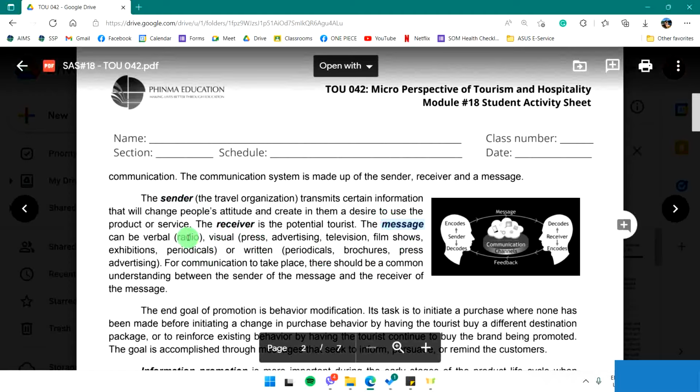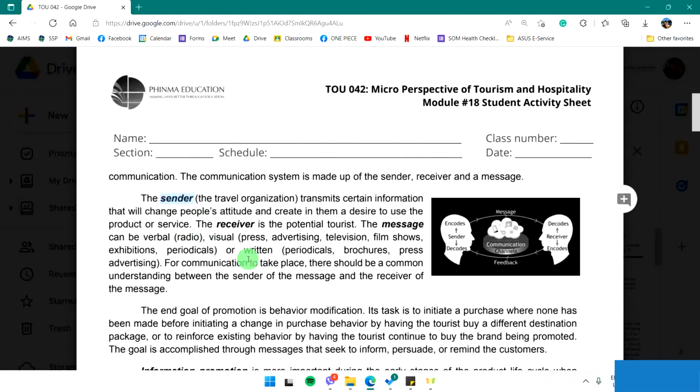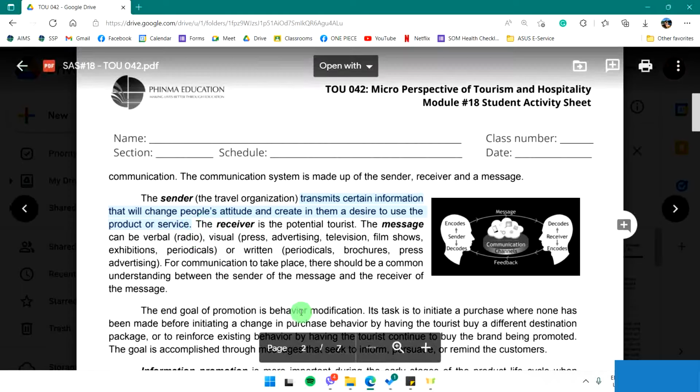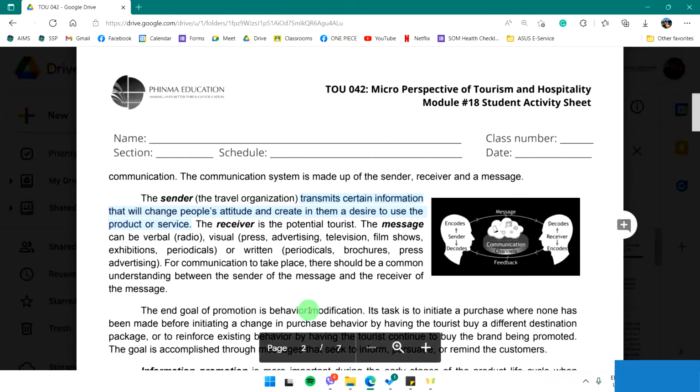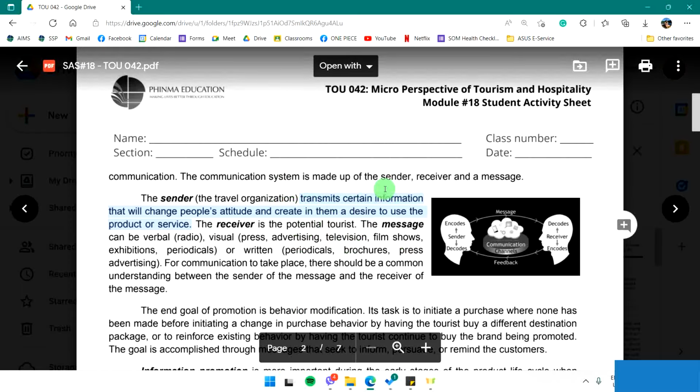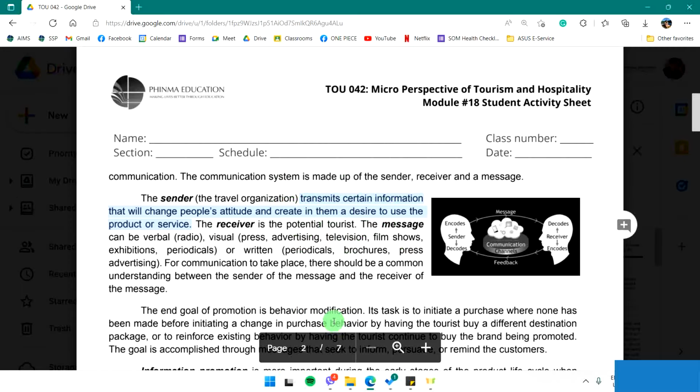and we have a message. Sa sender natin, usually it comes from the travel organization or from someone who sells to you a certain product. Sila po yung sender, and they are the ones who transmit certain information that will change people's attitude and create in them a desire to use the product or service. The sender is the one who will promote the product.